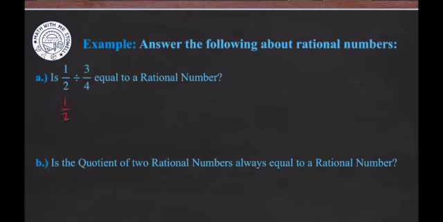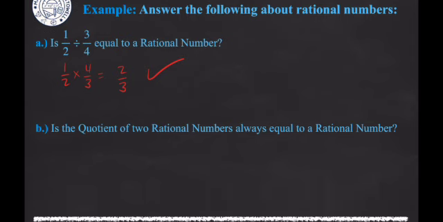1 over 2 divided by another fraction. Keep, change, flip. So we multiply by 4 over 3. So in other words, this would be 2/3. That is rational. So is it rational? Yeah, that works. Is it always going to be rational if you have two rational numbers divided by each other? Well, let's take this for example. 1 over 2 is rational, right? Let's divide this by 0. Is that rational? If you divide by 0?